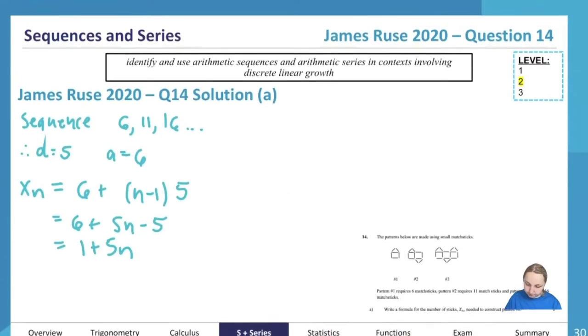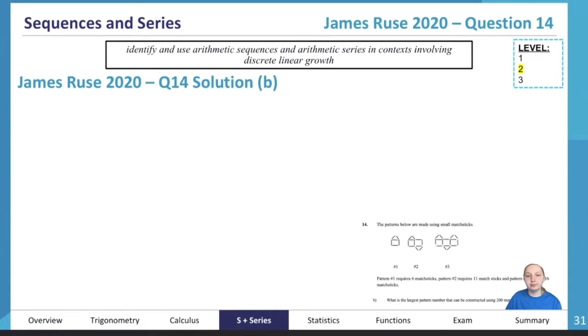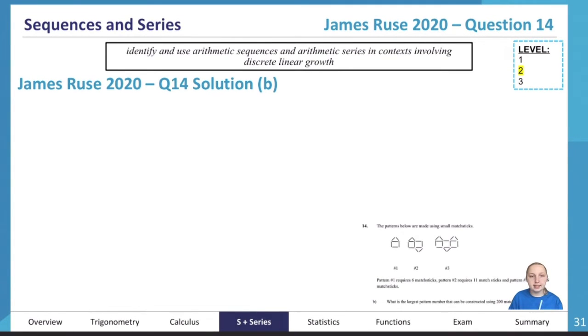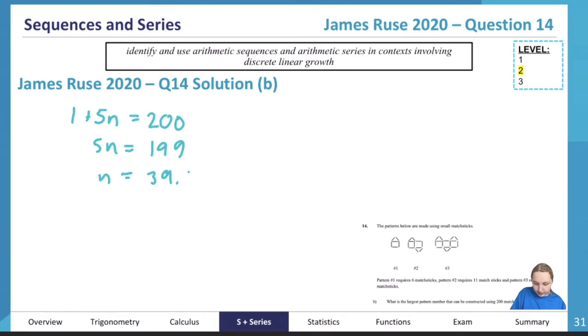Part B, sorry, that's my bad. We're thinking about what is the largest pattern number that can be constructed using 200 matchsticks. So from the previous question, we found 1 plus 5n is the number for xn. So for which n is xn equal to 200? Solve by minusing the 1 from both sides. Pop that into your calculator: 199 divided by 5, and you're going to get 39.8.